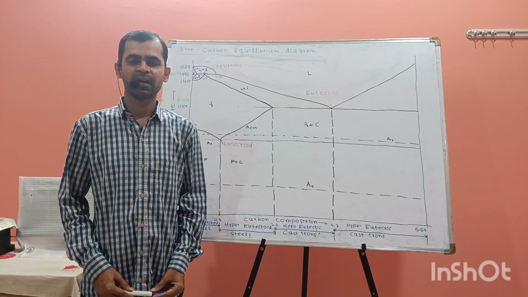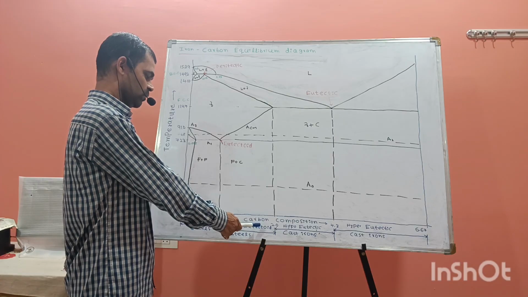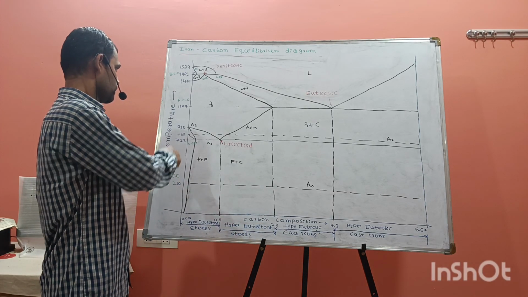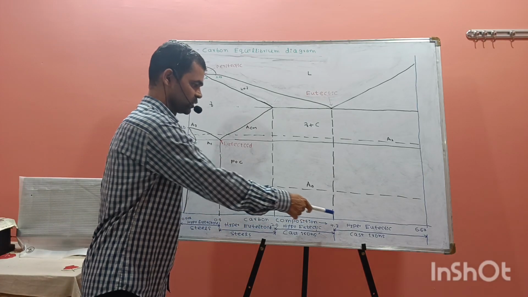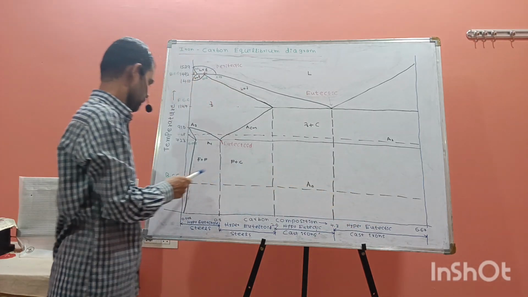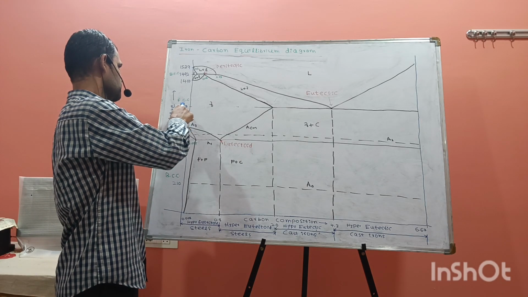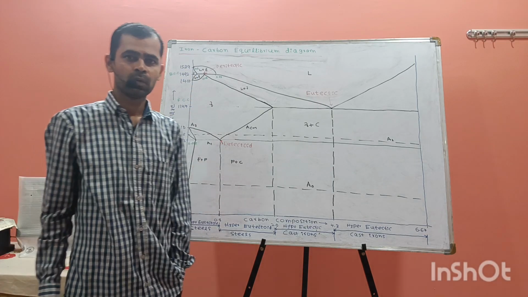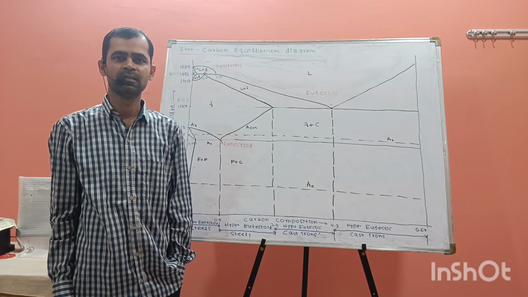Today we will discuss the iron carbon equilibrium diagram. On the x-axis we will take carbon composition, and on the y-axis we will take temperatures. These are the different temperatures and these are the different carbon compositions: 0.8, 4.3, 6.67, and the temperatures 210, 723, 910, 1147, 1410, 1492, 1539 degrees Celsius. The melting point of iron is 1539 degrees Celsius.